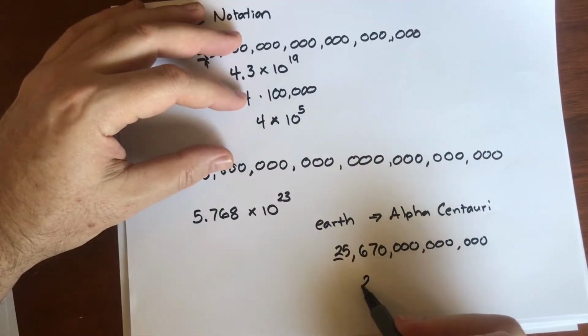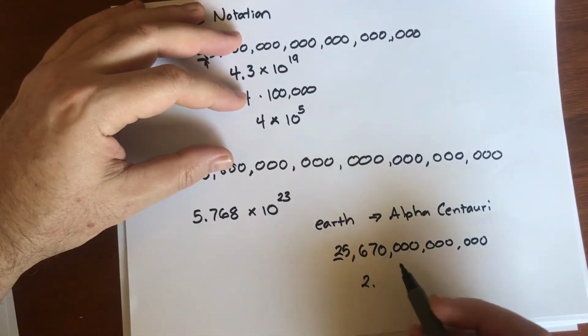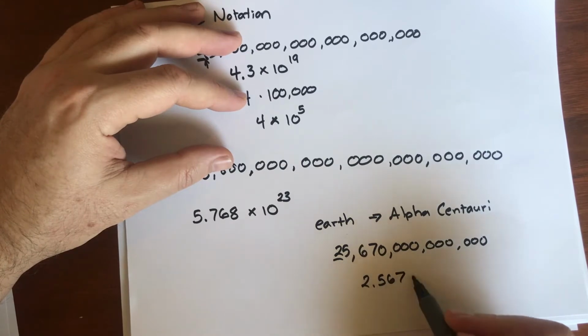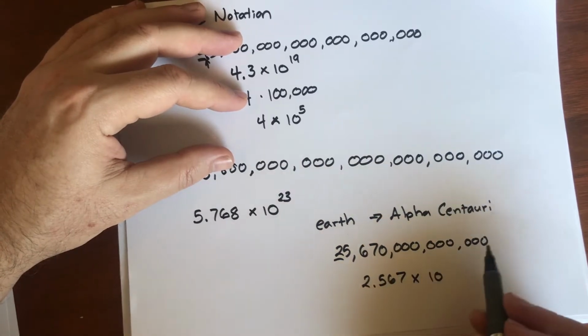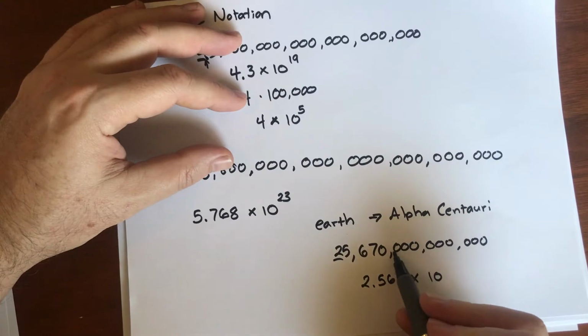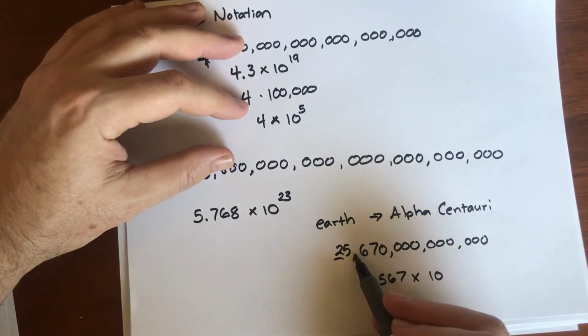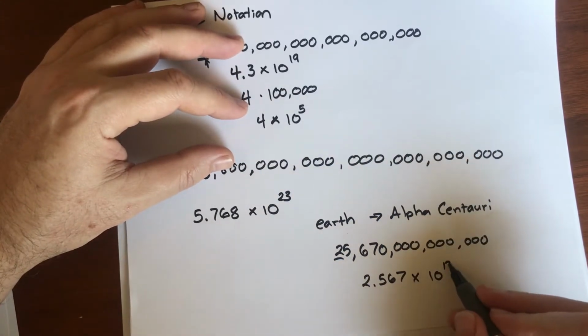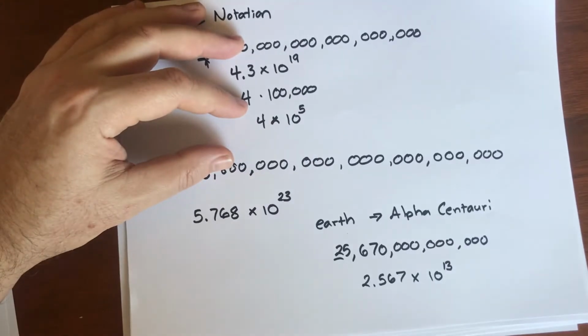First number is 2, so it's going to be 2.567 times 10, because the rest are zeros, 369. And we're going all the way to here, which makes 12, and one more makes 13. Kaboom, right?